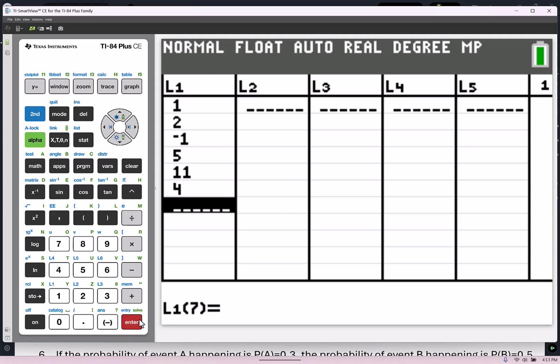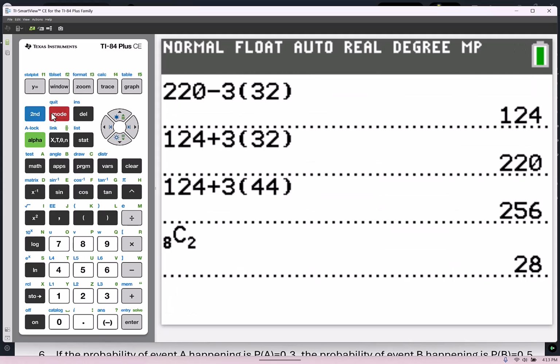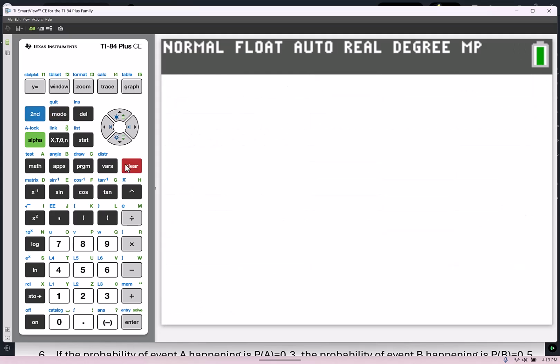There's 6 terms. It tells me right here that there are 6 terms. See, I'm gonna get out of there. So how do you get out of there? Push the second button and then put quit.